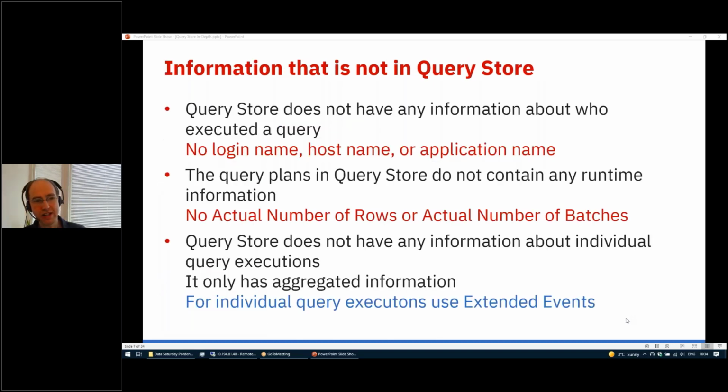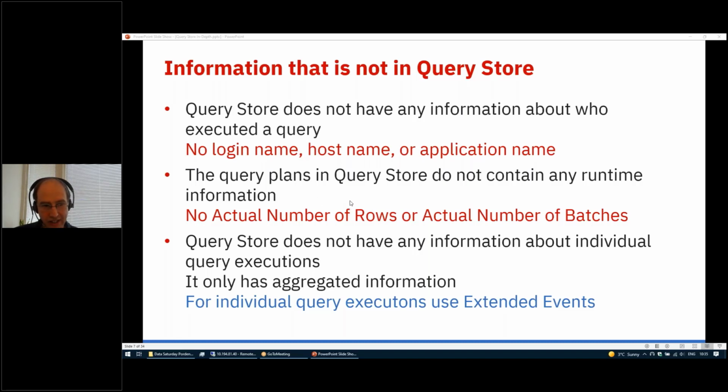Now let's see what information is not in Query Store, and we might need to use other information to correlate the data with Query Store. One important thing is that Query Store does not have any information about who executed a query. There's no login name, no host name, no application name. Query Store is like the plan cache. It has the information about all the queries and the plans, but no information about who executed it. And sometimes that might make the troubleshooting a little bit difficult.